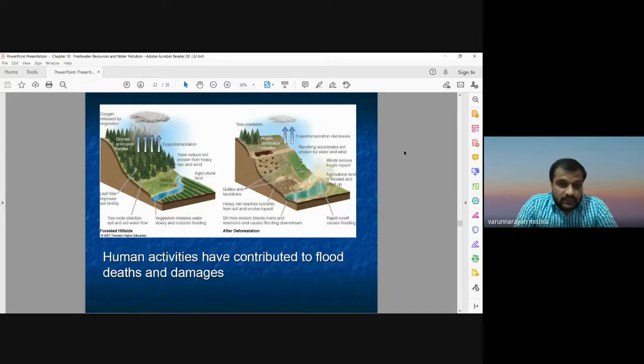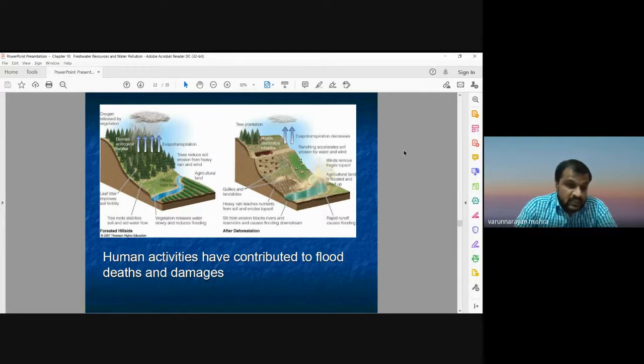Several human activities are also responsible for flooding conditions. In this figure you see there is a high rate of deforestation. As the forest is cut over that area, it cannot hold the water which is coming from the heavy rainfall. So because of the high rate of deforestation, there is high possibility of flood in that area.